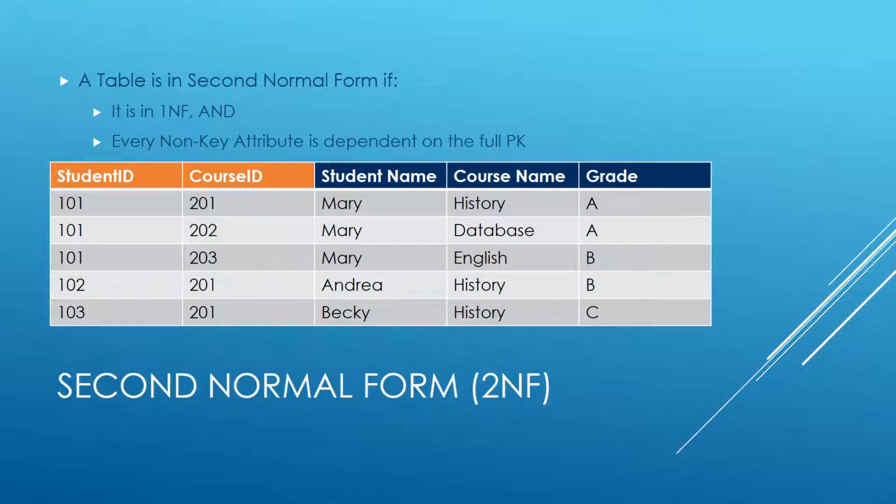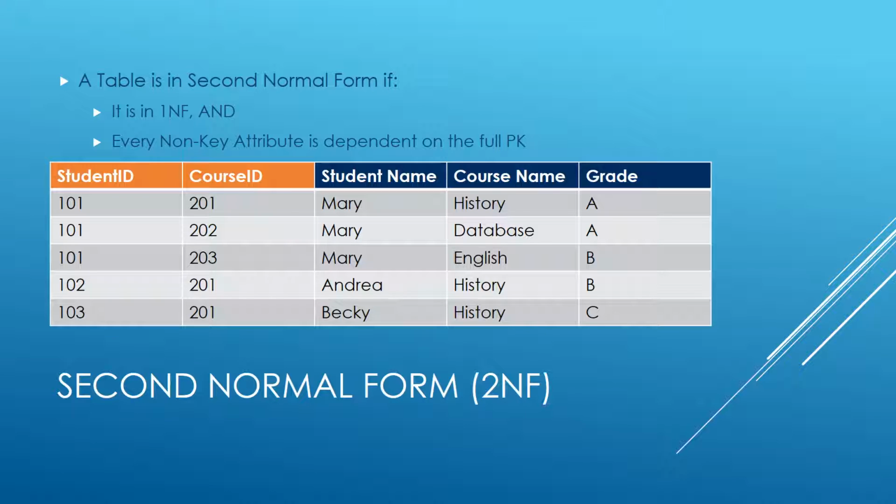A table is in second normal form if it is in first normal form and every non-key attribute is dependent on the full primary key. The primary key in this example is student ID and course ID. The non-key attributes are student name, course name, and grade.